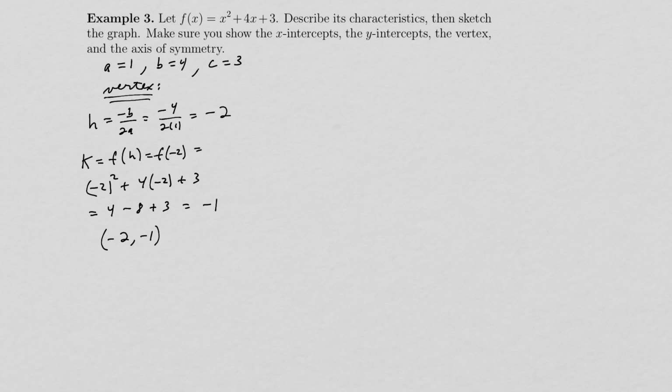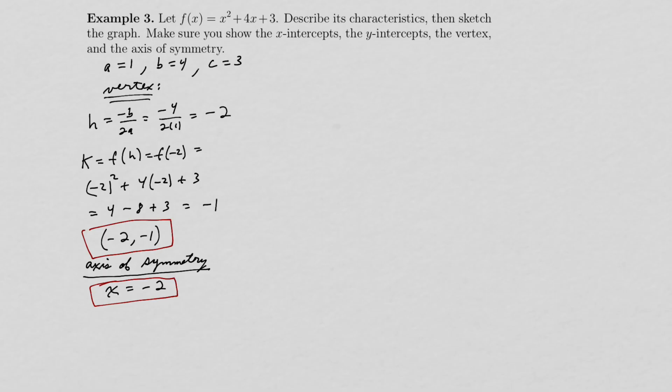We also know from this that the axis of symmetry is going to be x equals h, so it'll be the line x equals negative 2. Okay, what else? Let me just highlight the important things. I don't really need to know that, but I'll just put that there. So the axis of symmetry is x equals negative 2.